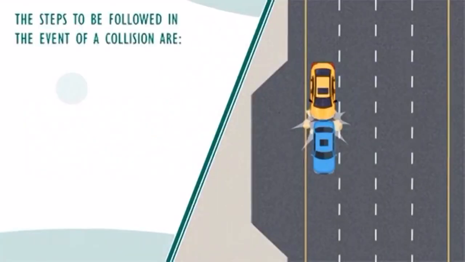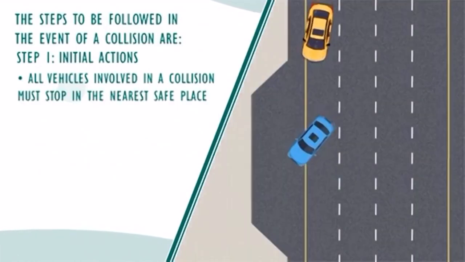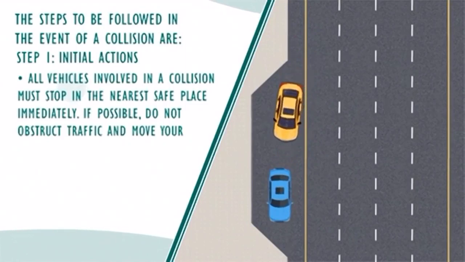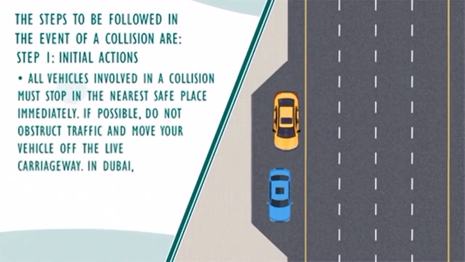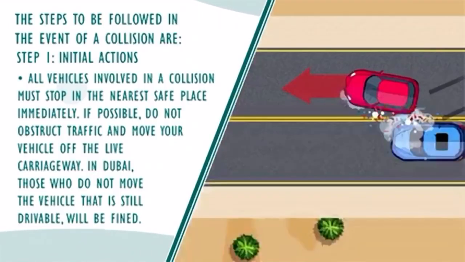The steps to be followed in the event of a collision are: initial actions. All vehicles involved in a collision must stop in the nearest safe place immediately. If possible, do not obstruct traffic and move your vehicle off the live carriageway. In Dubai, those who do not move the vehicle that is still drivable will be fined.